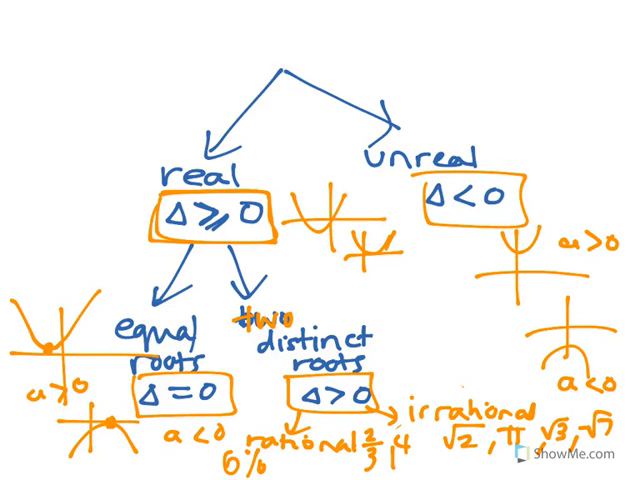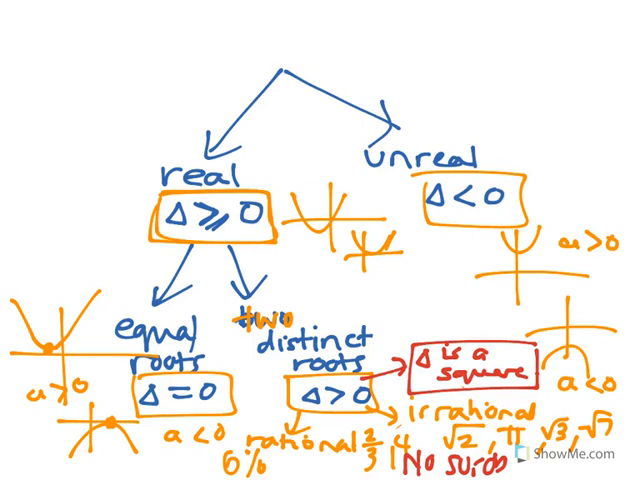So in order to have it be rational, it would have to have no surds. So if it has no surds, then the discriminant would have to be a square number. Because if the discriminant is a square number, then you can find the square root of it.